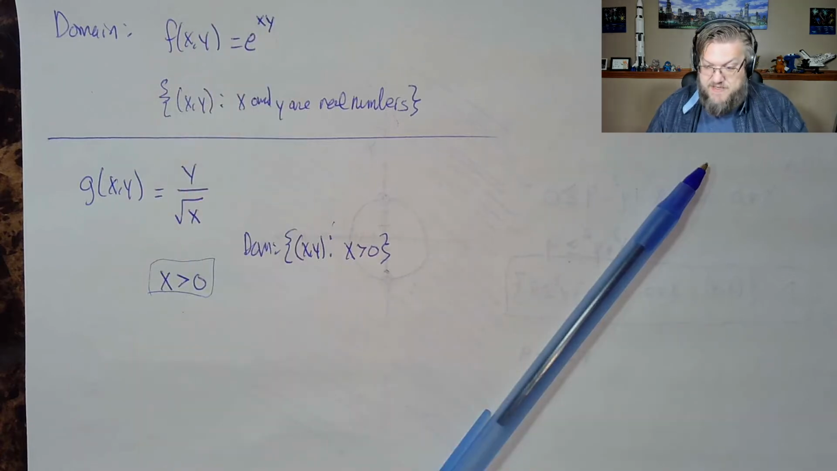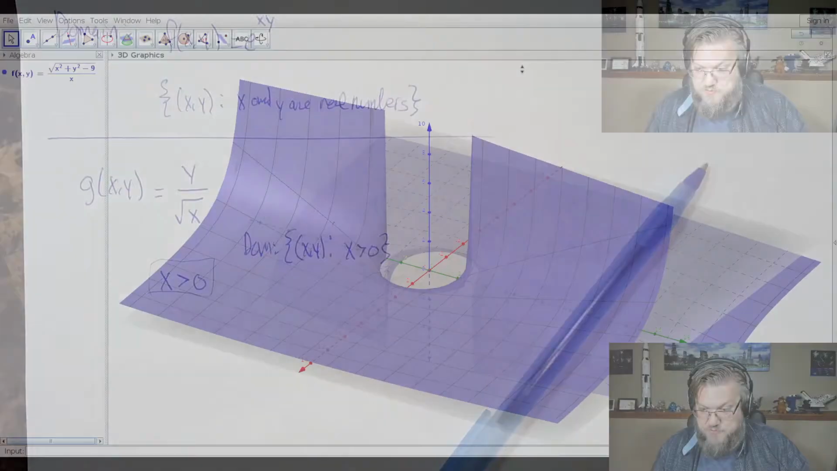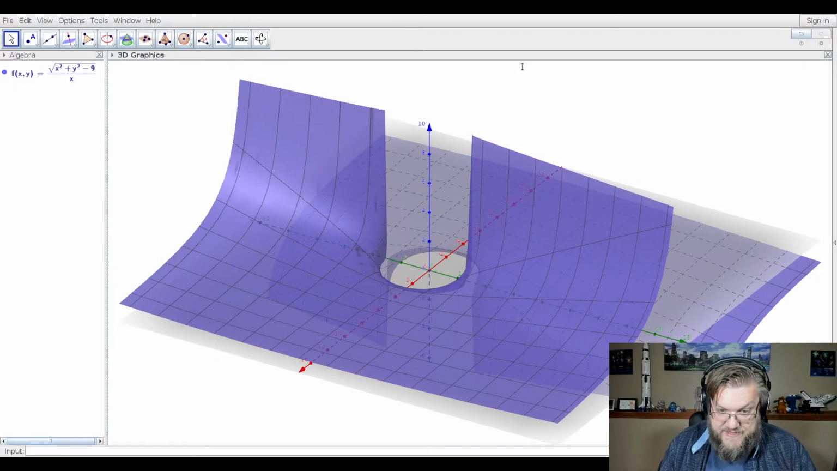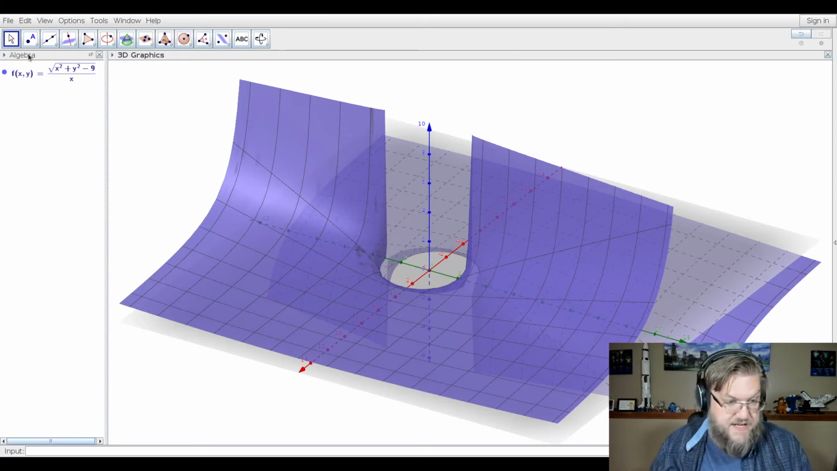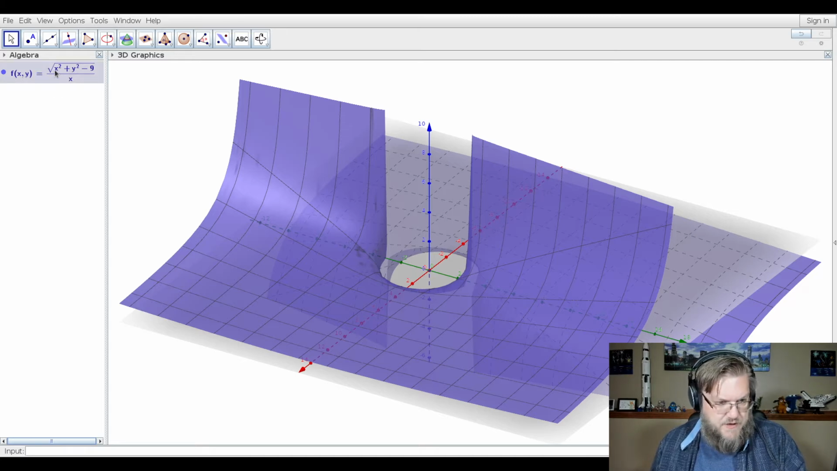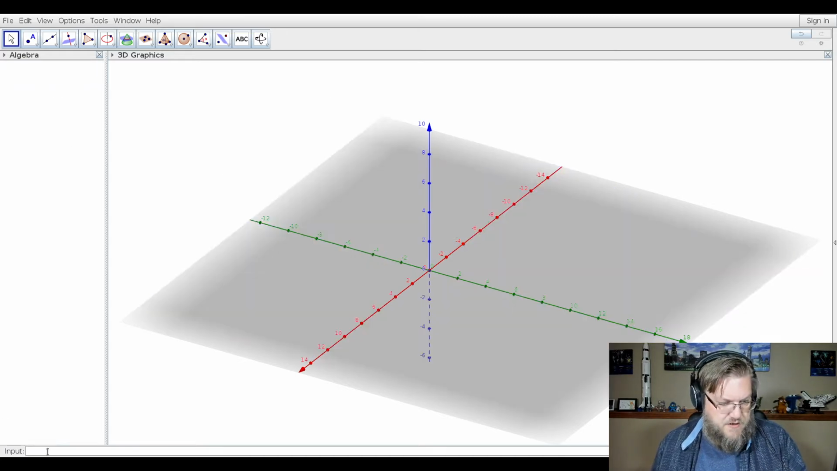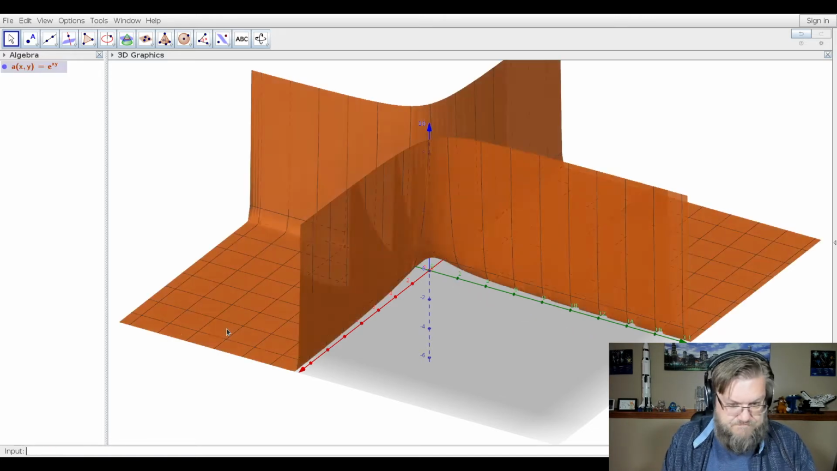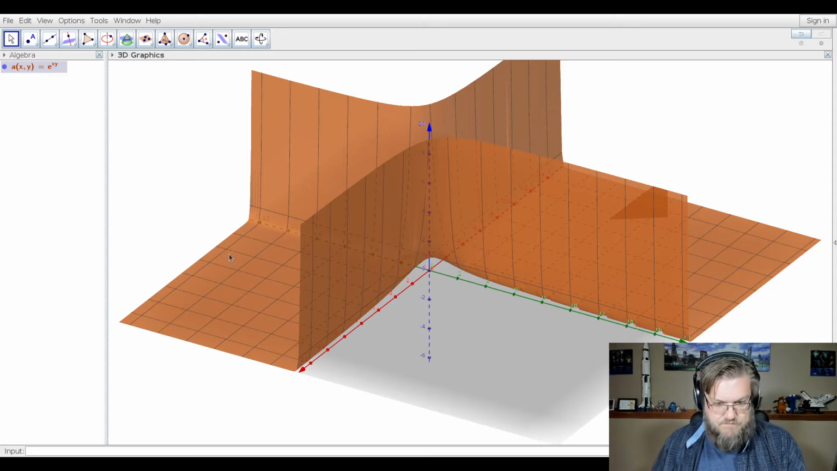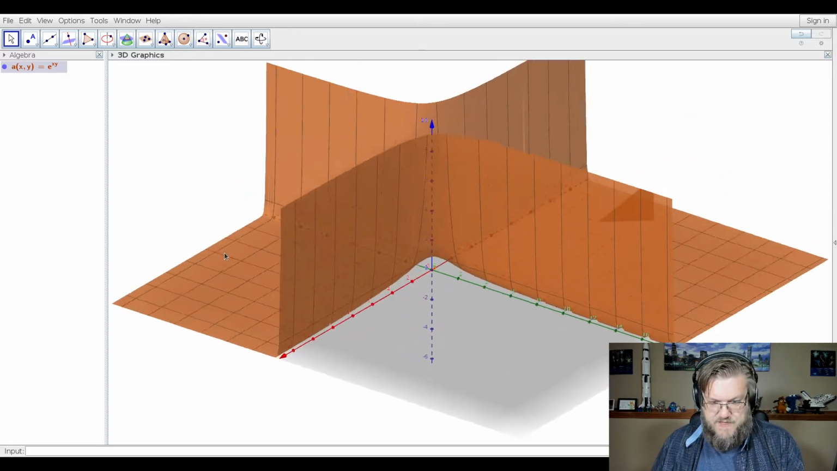Okay, let's go ahead and graph these to see what they look like in GeoGebra. I'm going to look at the graph itself and then look from above to see if I can see what the domain looks like. So I'm going to clear that function out. Didn't like that. It's like, what? I'm not ready. I'm not done with that. Okay, here we go. This is going to be e raised to the x times y. See that? Right there.